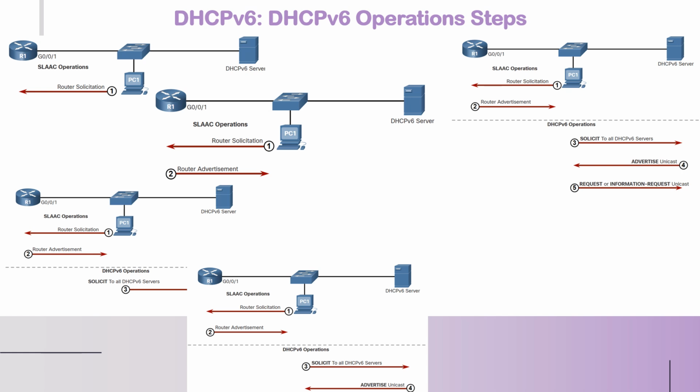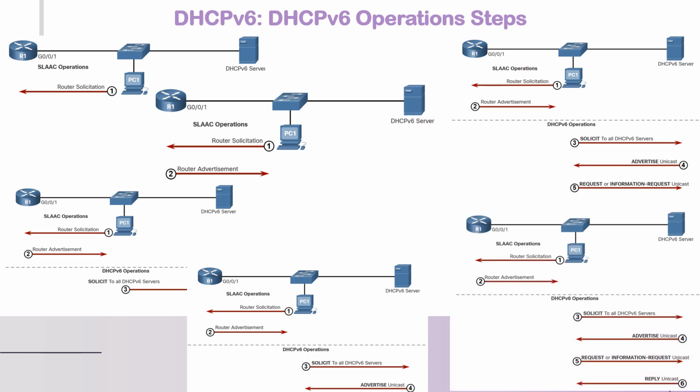And then the last step is where the DHCP version 6 server sends a reply message, which means that the server sends a DHCP version 6 reply unicast message to the client. The content of the message varies depending on whether it is replying to a request or an information request message. And remember that the client will use the source IPv6 link local address of the router advertisement as a default gateway address, and a DHCP version 6 server does not provide this information.